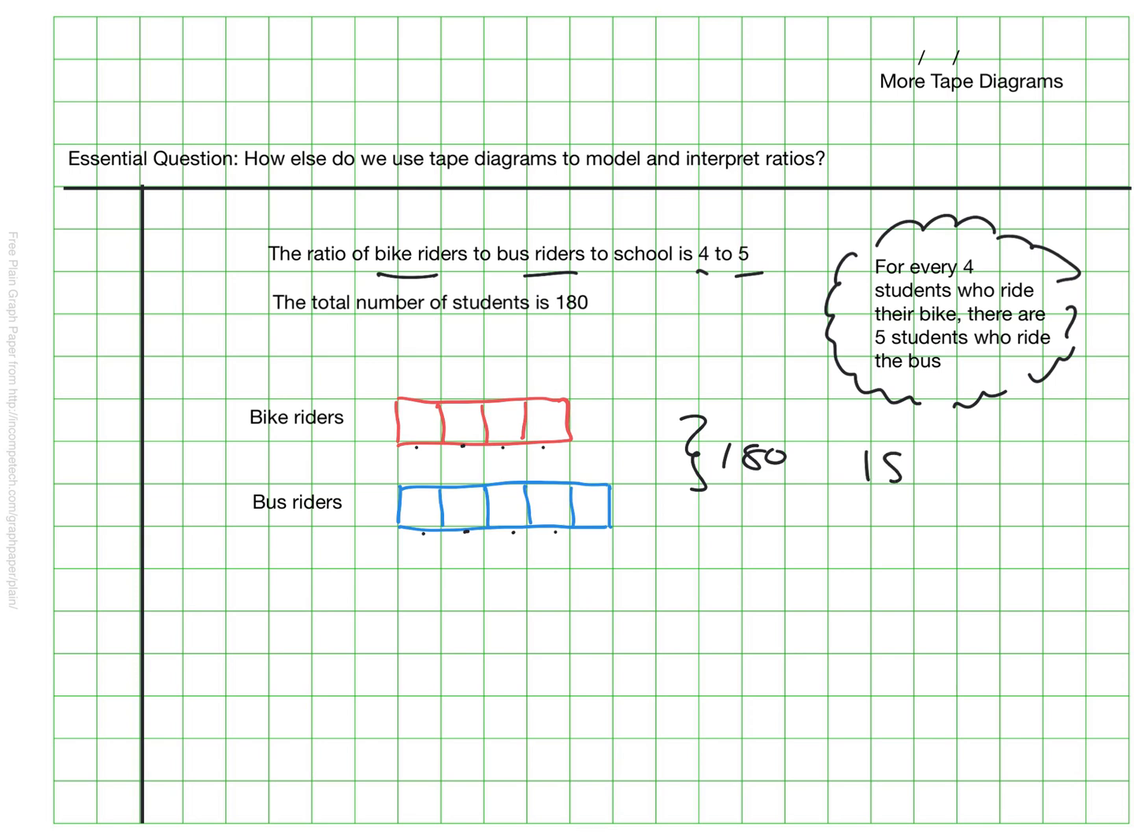So I'd say 180 split into 9 gives me 20, which means each of these boxes represents the number 20 in both the bike riders and the bus riders. And with that information, I can figure out how many total students there are for each. And of course, that would be 80 bikers and 100 bus riders. So that tape diagram helped me process and break down the information based on what the data was.